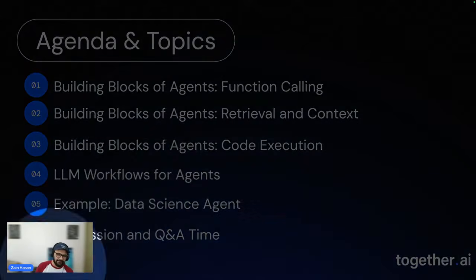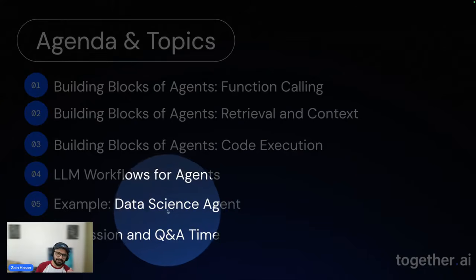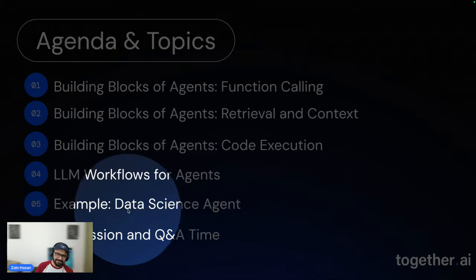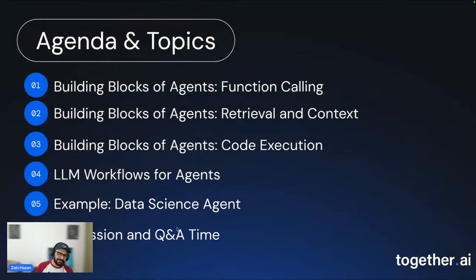I'll end off with an example of an agent that we released, I believe, last week or the week before, which is a data science agent. You can give it a data set and an end-to-end task to train a model or to explore data, and it does it iteratively, step by step.